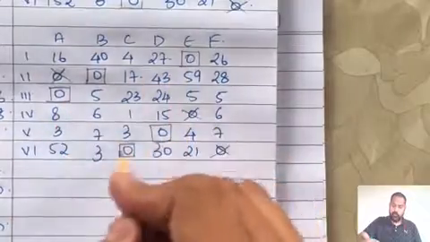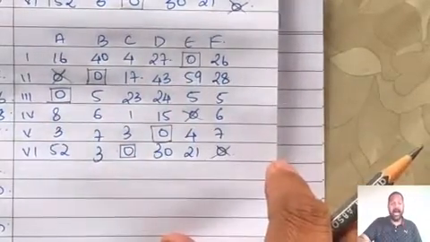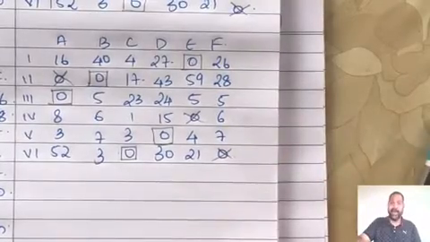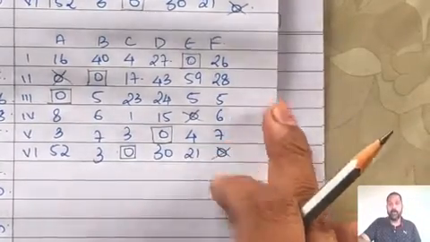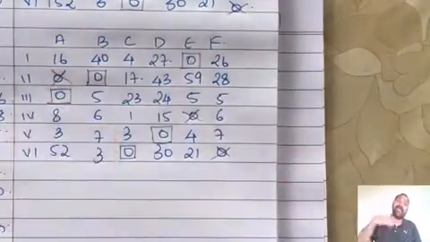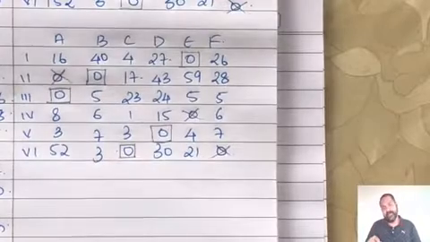1, 2, 3, 4, 5 assignments. I should have had 6. I didn't get 6. So now I have to draw the minimum number of lines, cover the zeros, redefine the matrix, and then continue.